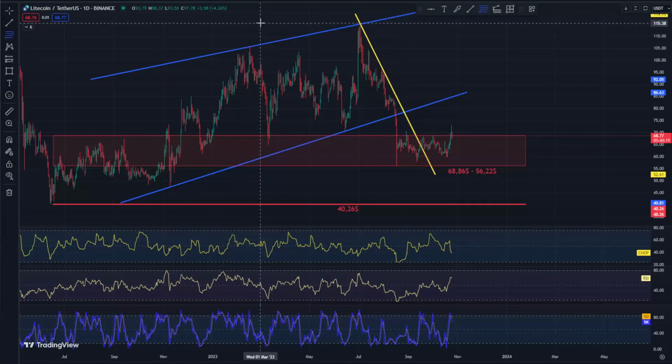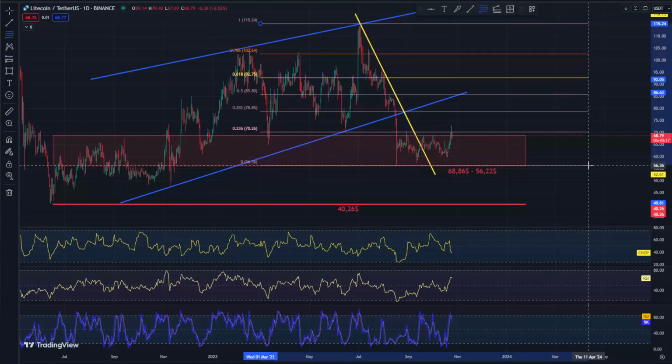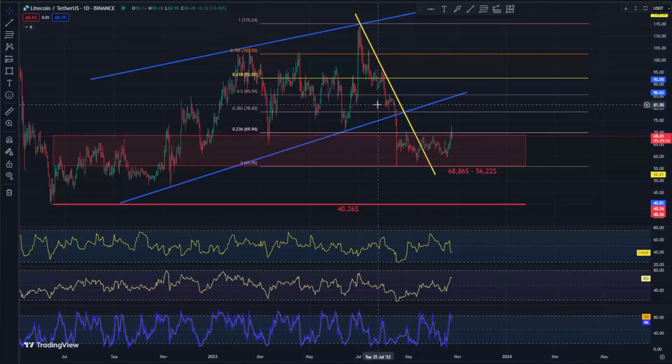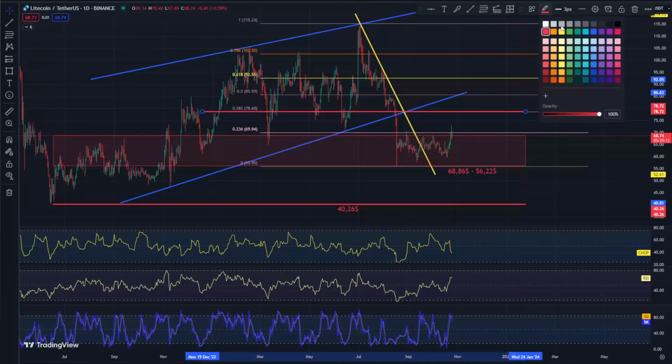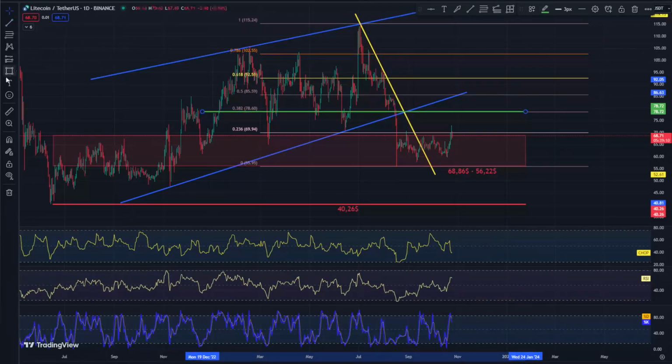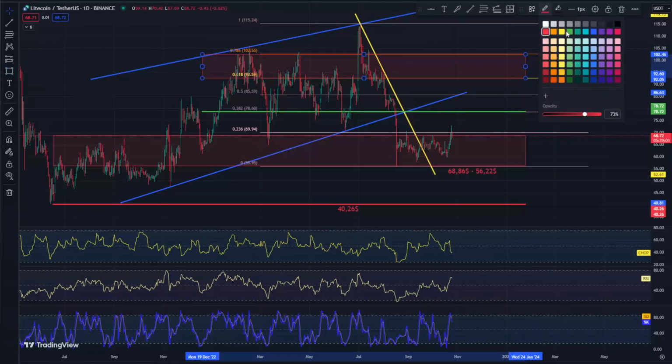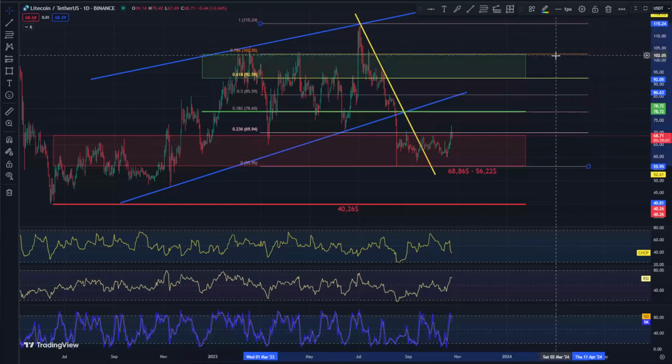Looking the other way, we can similarly determine the resistance areas that the price must face. And here we see that the first significant resistance is at $78.72. And then we have a strong resistance zone from $92.60 to $102.46.